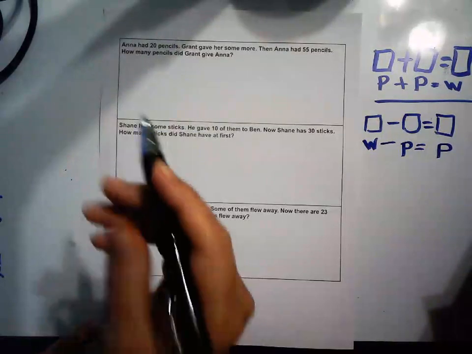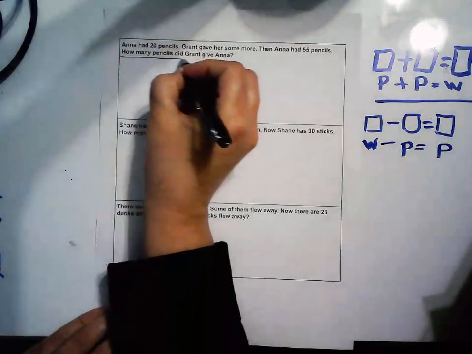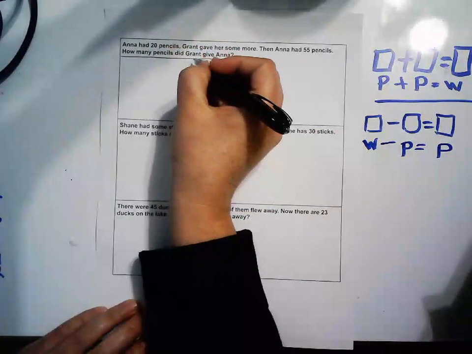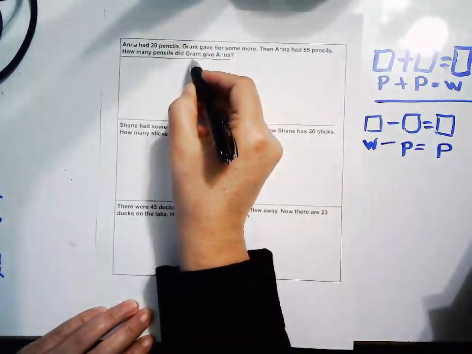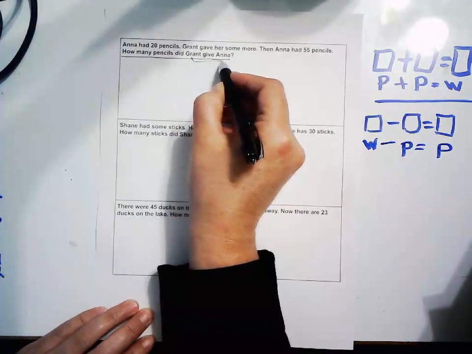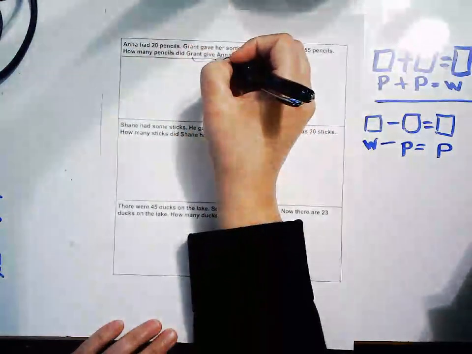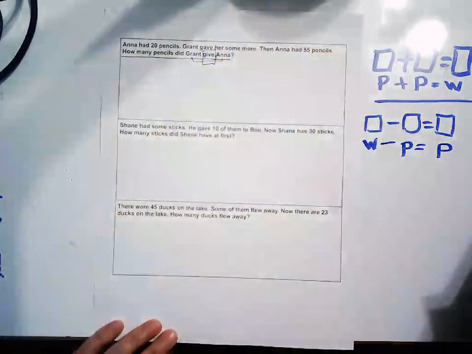So the first thing is you need to read the problem. Second, you need to read the question again. How many pencils did Grant give Anna? So here I'm going to underline the question. I'm looking for pencils, and I know that we're looking for how much Grant gave Anna. That's also important. And here's an action word, the word give. So I'm going to box that one, and I'm going to continue.